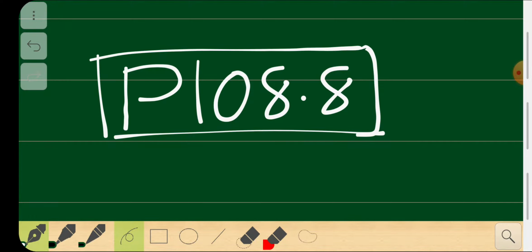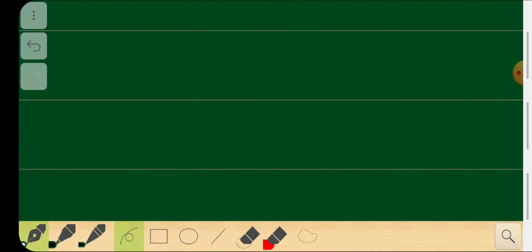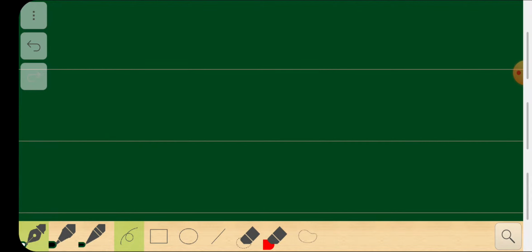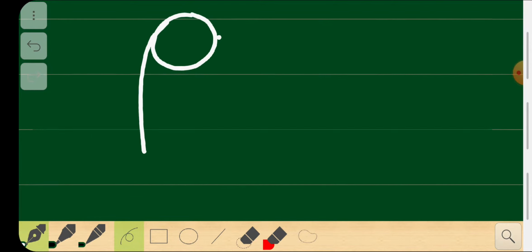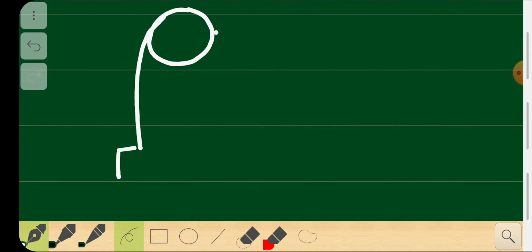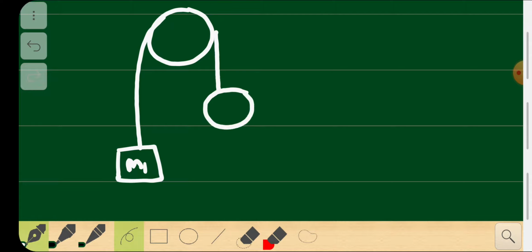Okay, so let's go. The first thing I'm going to say is that there is a pulley like this, and the pulley is holding some mass on either side. This has the mass, say m1. M1 is here, and on the other side there is another pulley. This is better now. I'm going to call this pulley A and this pulley B.